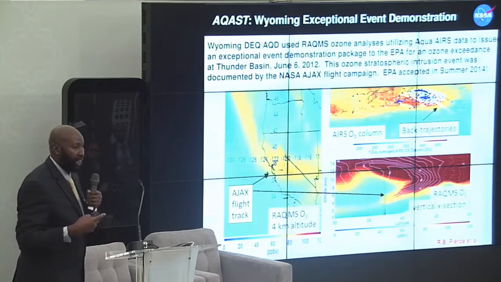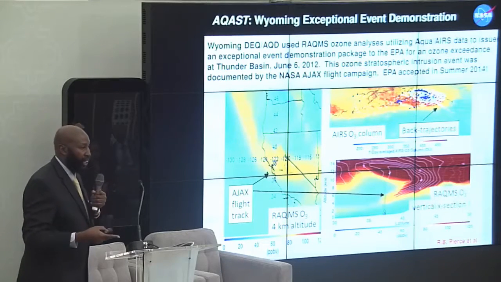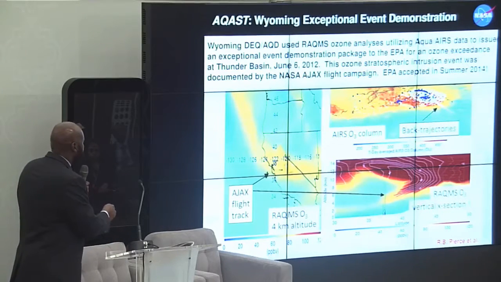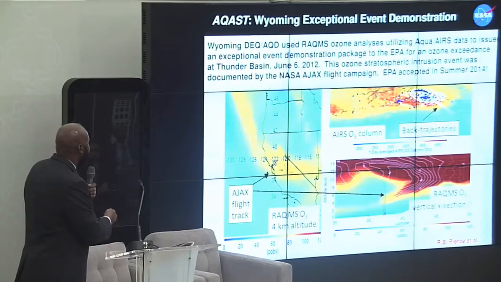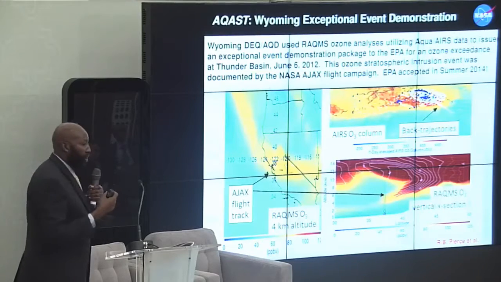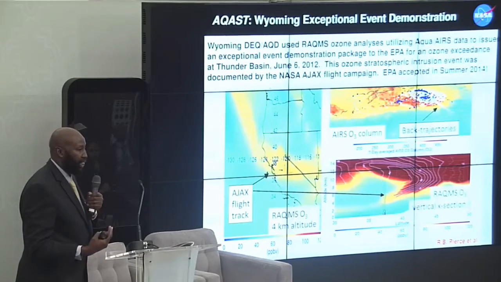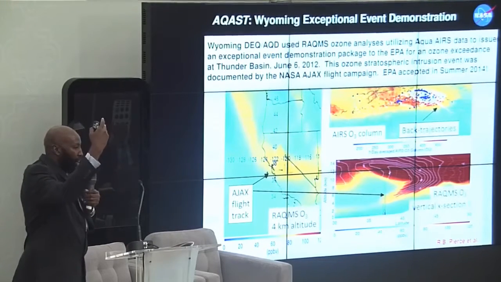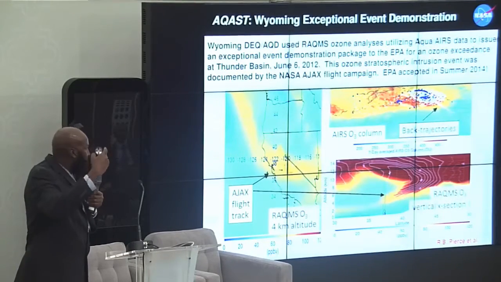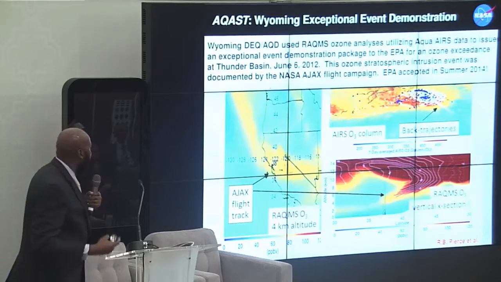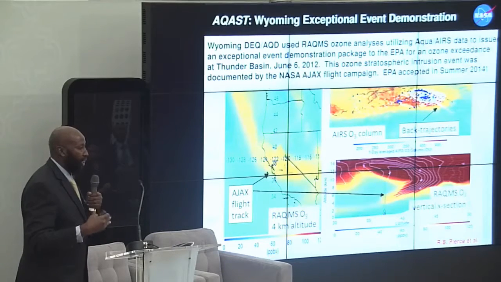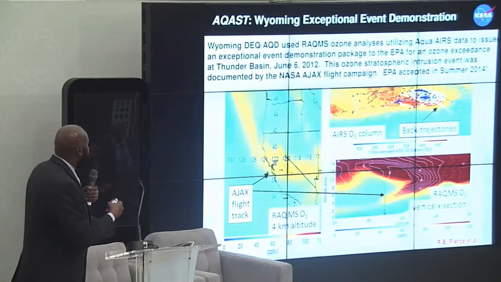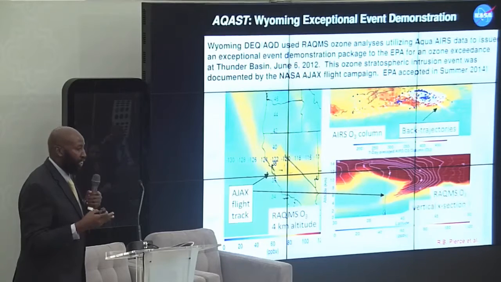There was a model that ingests a lot of NASA satellite data. So we looked at the satellite data above Wyoming at that time, plus the ground-based measurements, and then they could show that the ozone that was observed in that state came from the stratosphere. It came from very high up above. There were conditions that made it possible for the ozone to be advected down to the surface, and this event was documented and was presented to the EPA, and this is called an exceptional event demonstration.